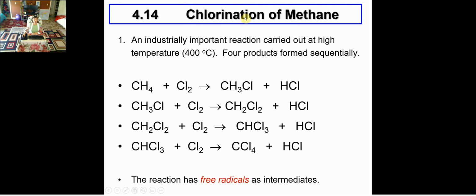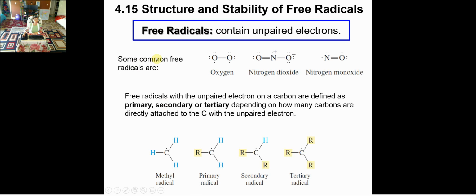The first example is the chlorination of methane. In industry, a very important reaction carried out at a high temperature of 400 Celsius is methane reacting with chlorine. So you produce chloromethane, dichloromethane, trichloromethane, and tetrachloromethane. This reaction goes through radical reactions. You are going to find radicals as intermediates. It's different from a carbocation. What do we mean by radical?